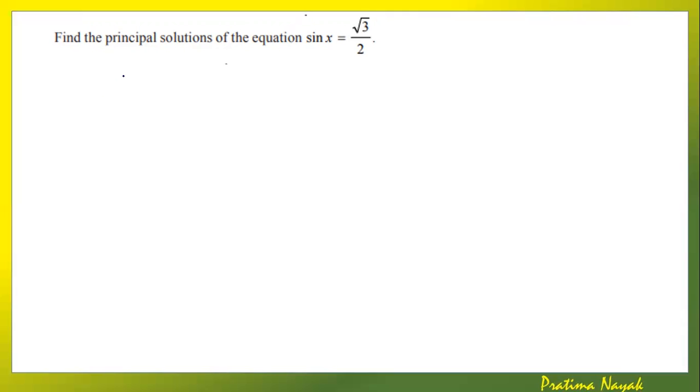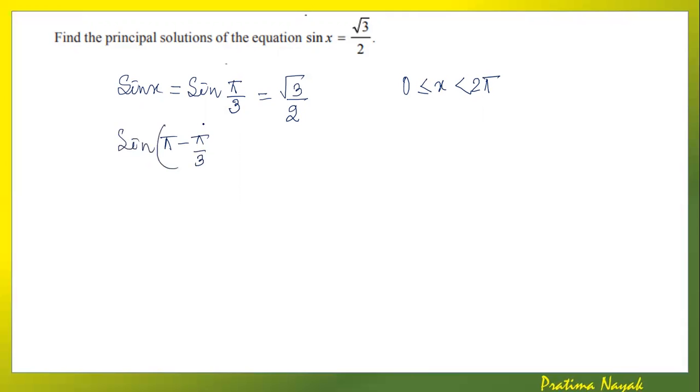So what we'll do? We'll write sin x is equal to root 3 by 2. We know that sin 60 degree is equal to root 3 by 2. Of course, you have to remember the values of the trigonometric ratios. So it will be sin pi by 3. We have to get the value of x between 0 and 2 pi. One is pi by 3, and another is pi minus pi by 3, because in the second quadrant also sine becomes root 3 by 2. So that will be sin 2 pi by 3.